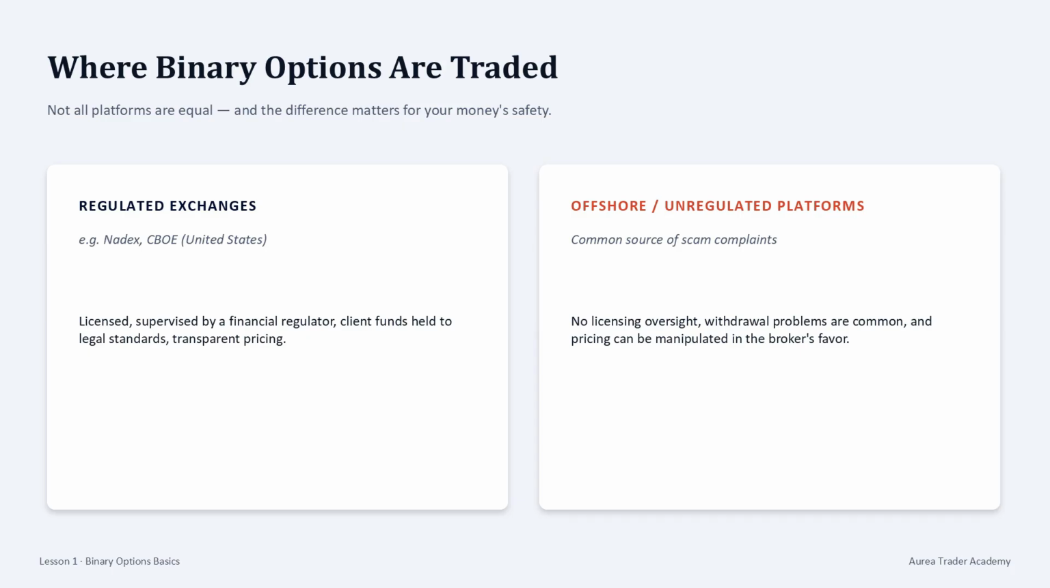Not all platforms are equal, and this matters for your money's safety. Regulated exchanges, like Nadex or the CBOE in the US, are licensed, supervised, and hold client funds to legal standards. Offshore, unregulated platforms are the most common source of scam complaints: no licensing oversight, frequent withdrawal problems, and pricing that can be quietly tilted in the broker's favor.